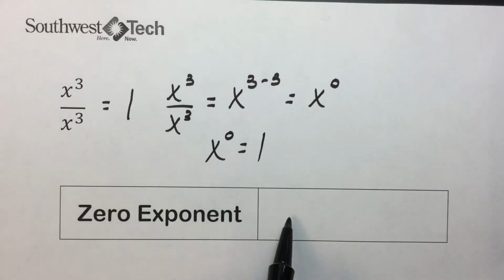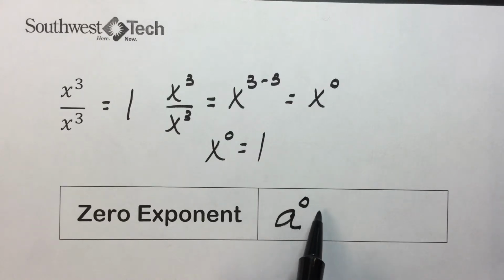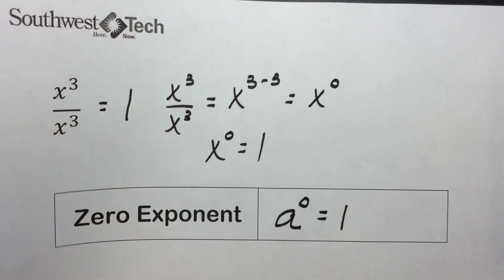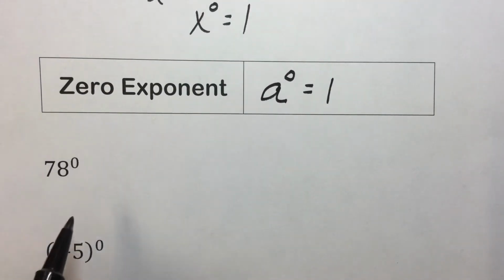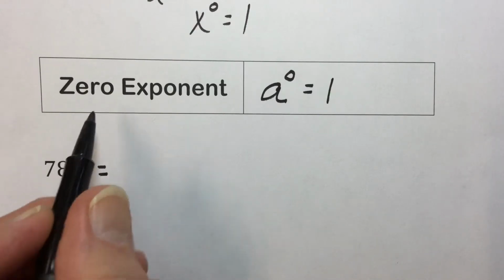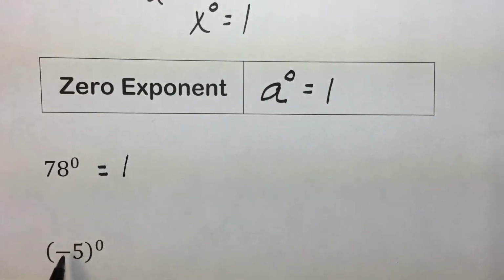For any real number a not being 0, a to the 0, a base with an exponent 0, is equal to 1. So here we have some examples. 78 to the power of 0 is, by definition, and the proof that we just went through, equal to 1. Negative 5, the quantity, regardless of what it is, raised to the 0 power, is equal to 1.